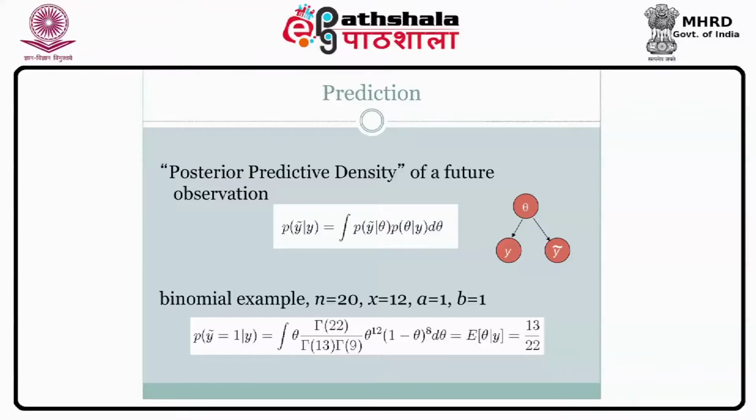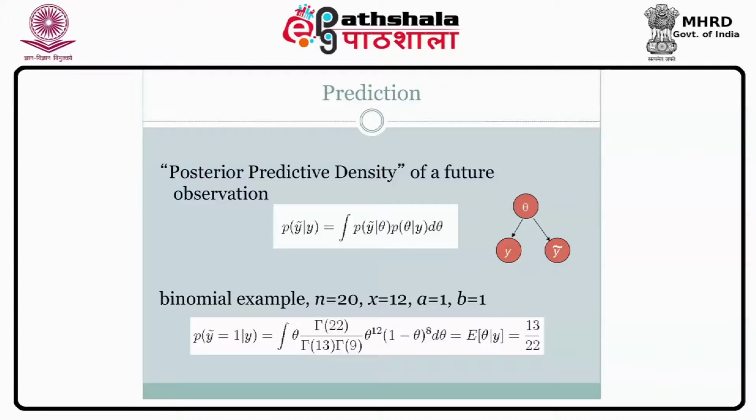Like in the binomial setup with such and such values, n equals 20, x equals 12 successes, a equals 1, b equals 1. What are a and b? They are the prior parameters, like when the prior on theta follows a beta distribution with a equals 1, b equals 1. Then you can compute, by using the posterior predictive density formula, the probability of y tilde equal to 1 given the data, and that will come out like this.